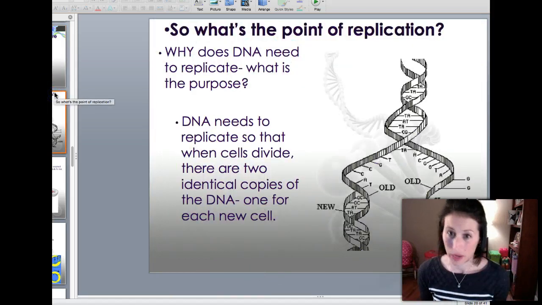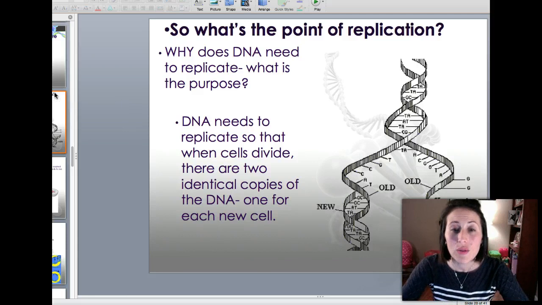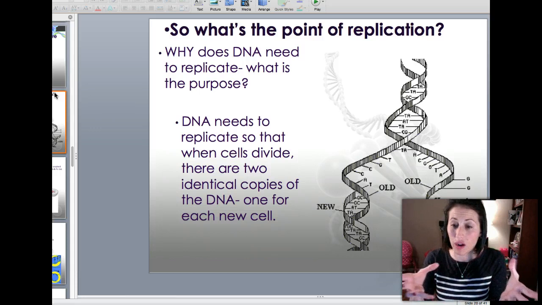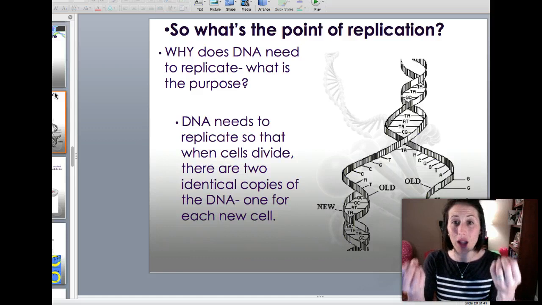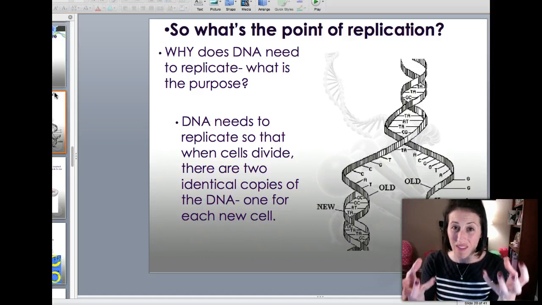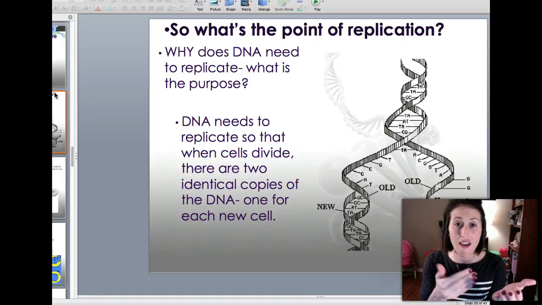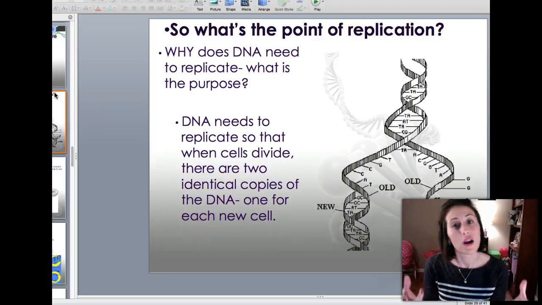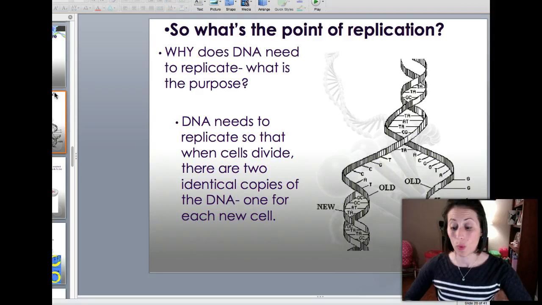So what's the whole point of replication? Why do we need to make another copy of DNA? I'm so glad you asked. The reason is because DNA has to replicate so that when you have one cell that grows and gets bigger and then divides into two cells, each cell has an exact copy of that DNA. If those cells don't have the exact copy, the exact blueprints or directions for everything that happens in that cell, they're not going to function the right way. And that's when a mutation happens. And if enough mutations happen, that's when you get cancerous cells, and that could be a really bad thing.